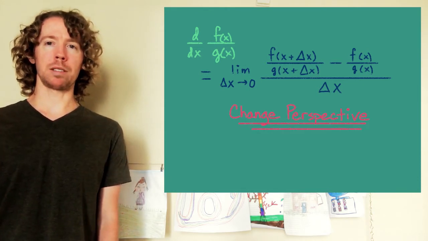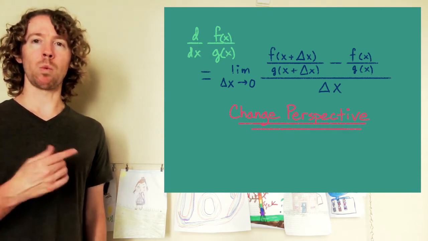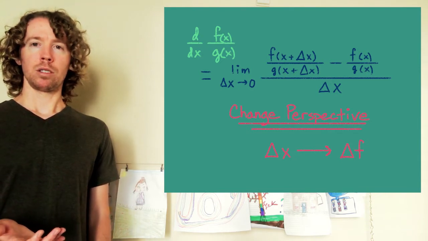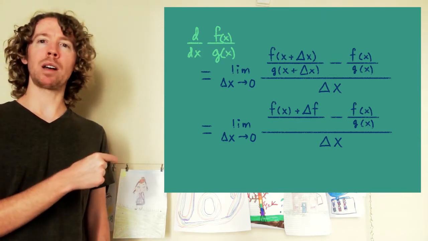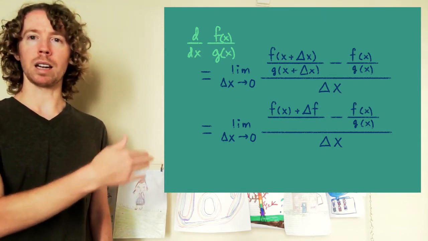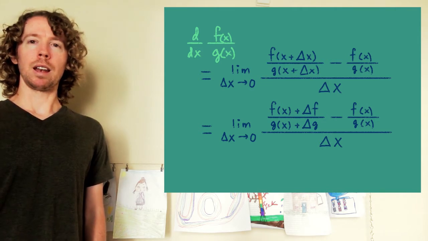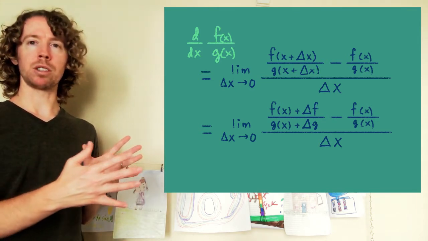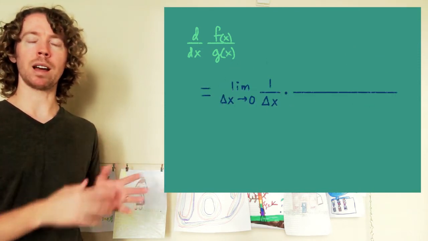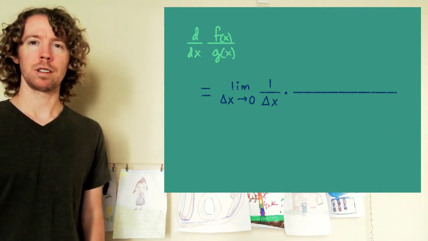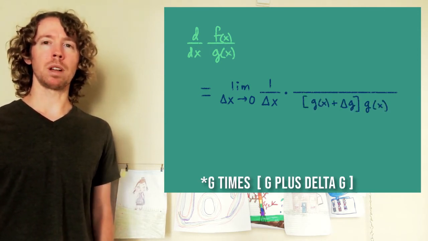So I'm going to change my perspective. I'm going to change the f of x plus delta x to focus on the change in y values instead of the change in x values. So I'm going to rewrite it as f of x plus the change in f. So that's like the original y value plus the change in y values when I let the x move a little bit. And then I'll do the same thing with the g's. And now I'm going to combine the two fractions in the numerator. And just for writing this out, I'll pull out the over delta x. I'll rewrite that as 1 over delta x times the rest of this stuff. My common denominator, notice, is going to be g times g plus delta x.